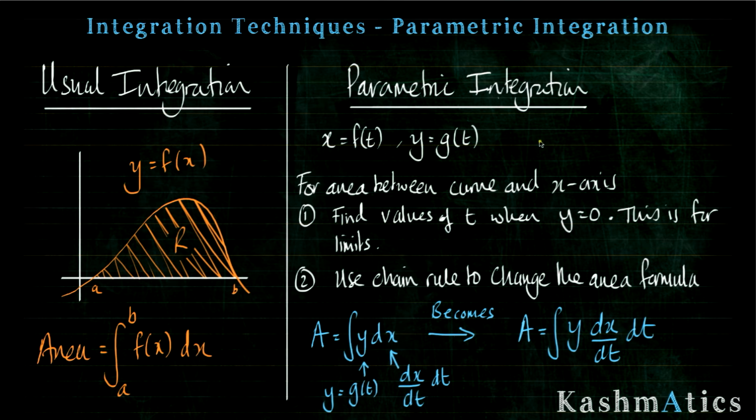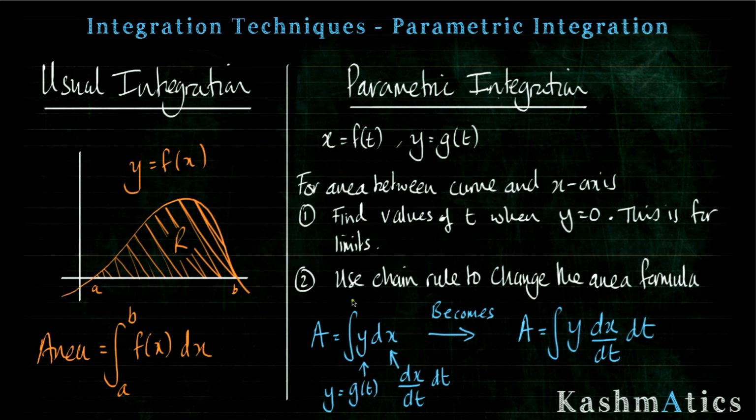Now if instead you have a curve defined parametrically, x will be a function of t and y will also be a function of t. Now the first step would be the same as before. What you need to do is work out where it crosses the x-axis. Okay, so which value of t will make y 0. So you solve y equals 0 or g of t equals 0 and you'll get your two limits.